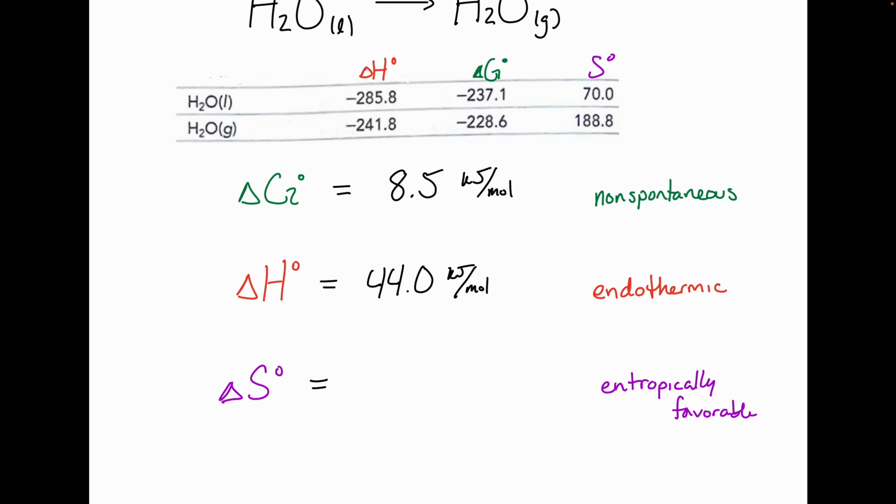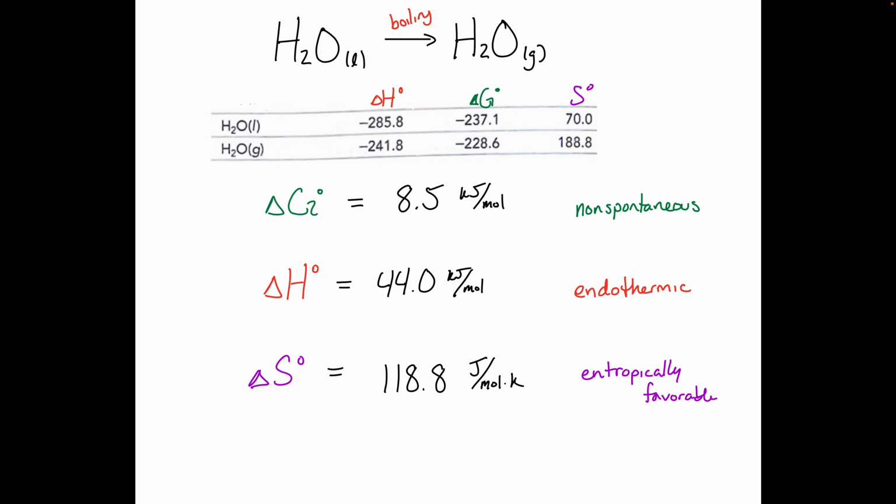All right, so our delta G that we calculated was 8.5 kilojoules per mole. Indeed, this would be non-spontaneous. Our delta H is positive 44.0 kilojoules per mole. So that is endothermic. And we get a positive value for our entropy, meaning that it is entropically favorable.